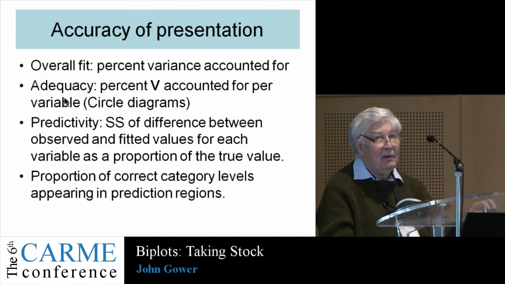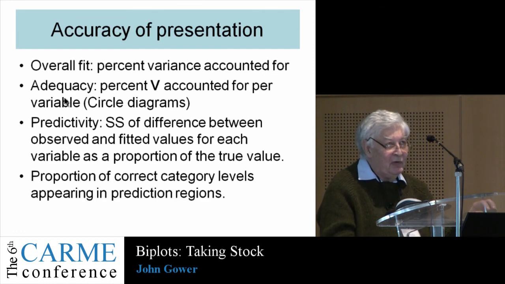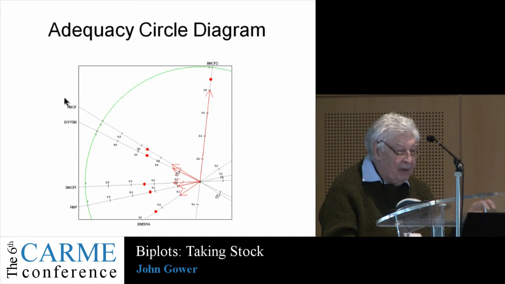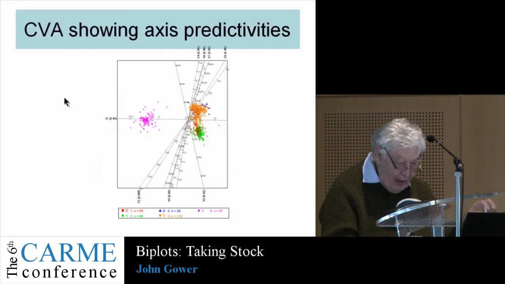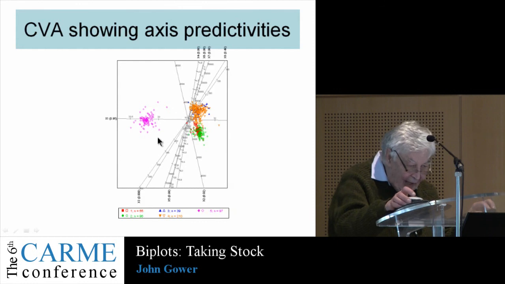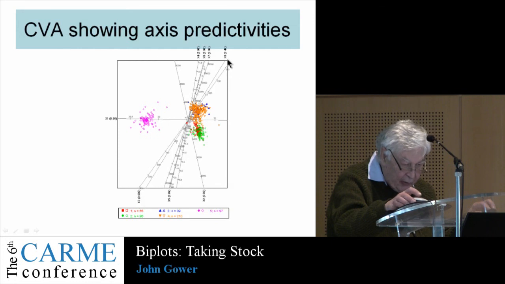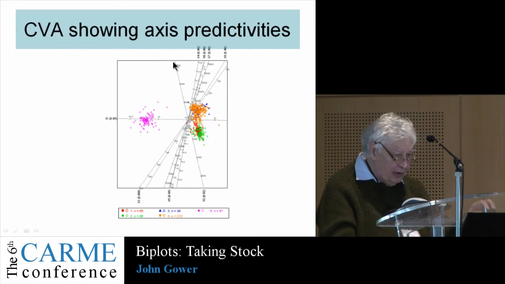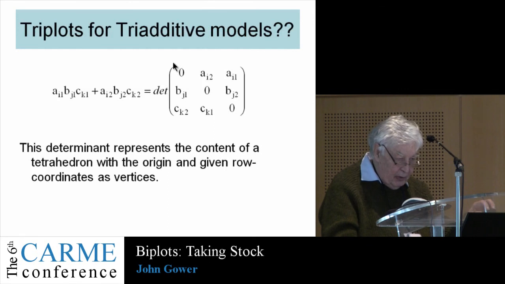Accuracy. It's very important to know how accurate your diagrams are. People use circle diagrams, which we call adequacy diagrams. These are all right if you're trying to predict covariances or variances. But if you're trying to talk about the accuracy of a particular axis, you can say how good is each axis, and you can attach a number for each axis, and these are attached here. These are called predictivities, and axes which have low predictivity, you might get rid of them altogether because, especially if you have too many axes, you don't want to show those which are no good.